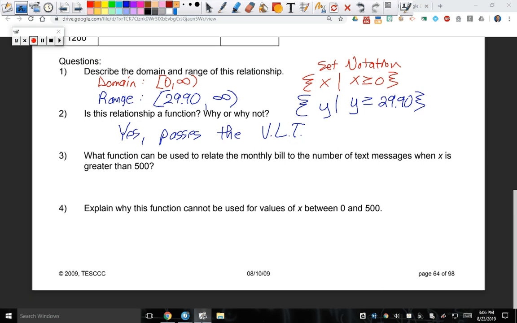All right. Let's go to number 3. It says, what function can be used to relate the monthly bill to the number of text messages when x is greater than 500? You will see this question on PSAT on October 16th. You'll see it in SAT. Okay? And it's the one that most people struggle with. This is a linear y equals mx plus b, but a lot of people struggle with it. And the reason why is because of that. Okay, here we go. We learned in Algebra 1 this equation. We refine it, we move stuff around.